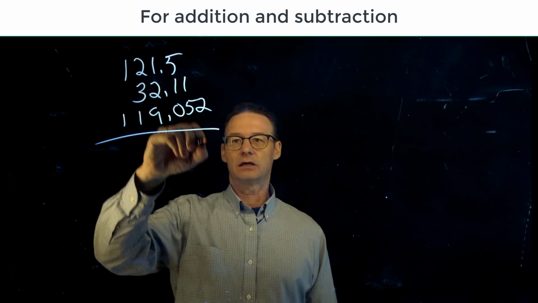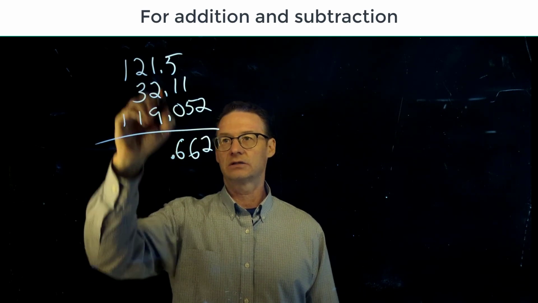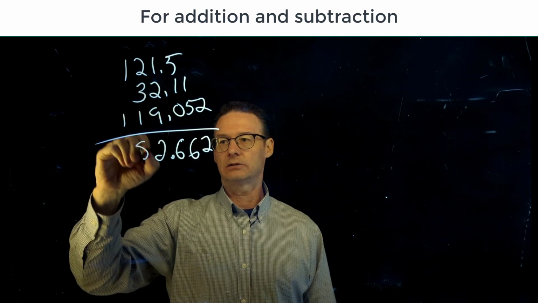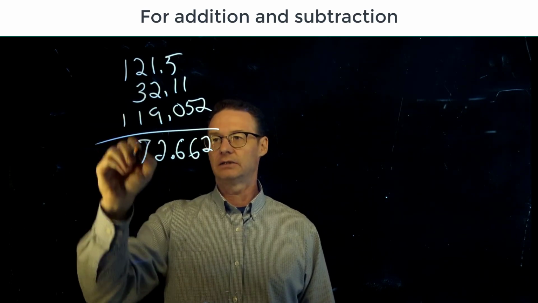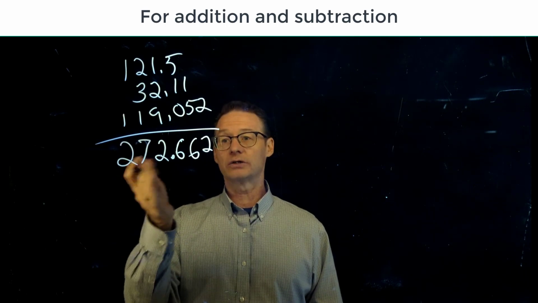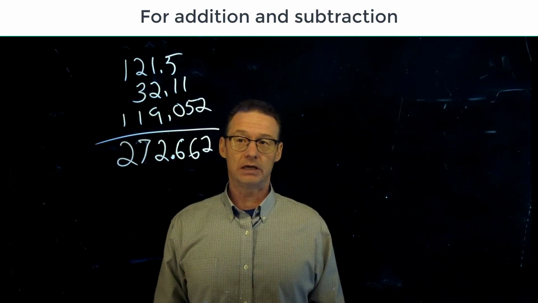So when we add this up, we get 2, we get 6, 6, decimal point, that's 12, carry the 1, that's, so not 8, it's 7, and then this would be 2. So when I add these up or put them in the calculator, I get 272.662. That is the full and complete answer that you'd get.